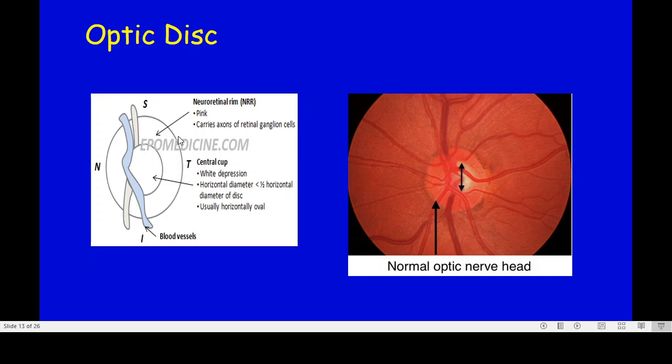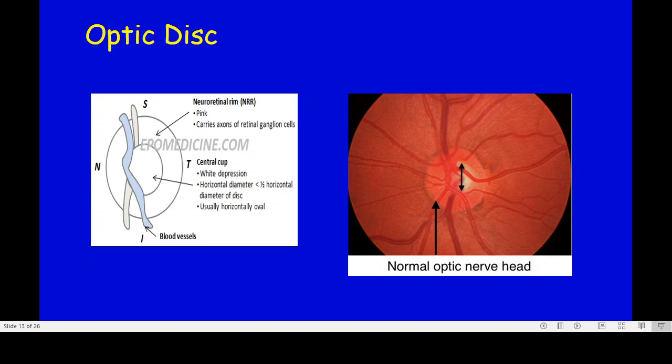So a healthy neuroretinal rim is pink in color, and then there is this central cup. The horizontal diameter of this cup is less than the vertical diameter.